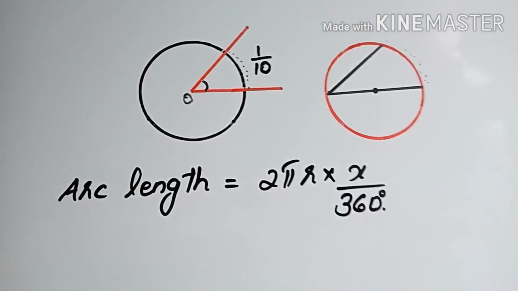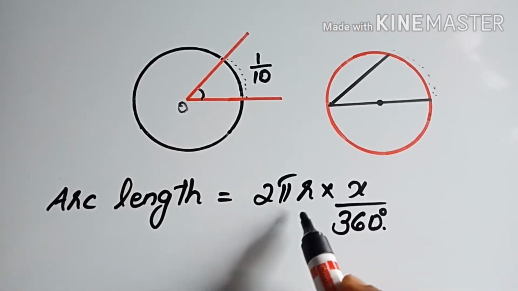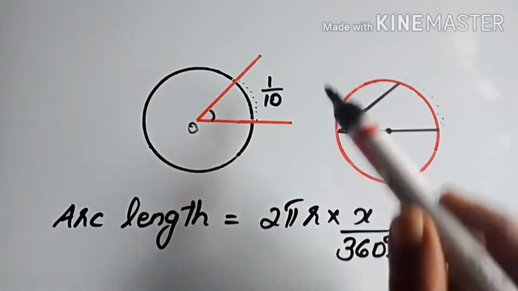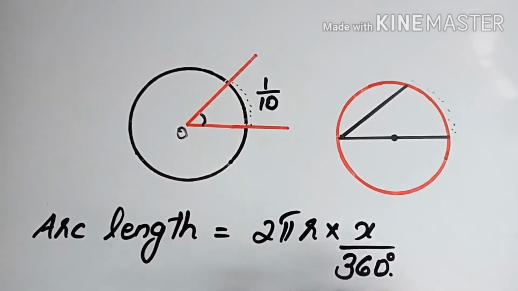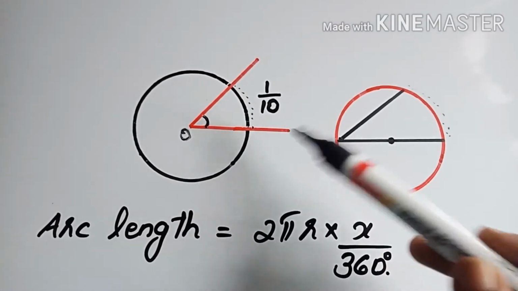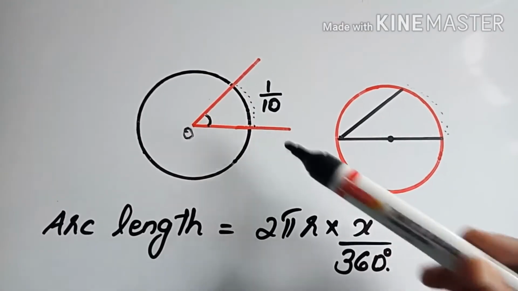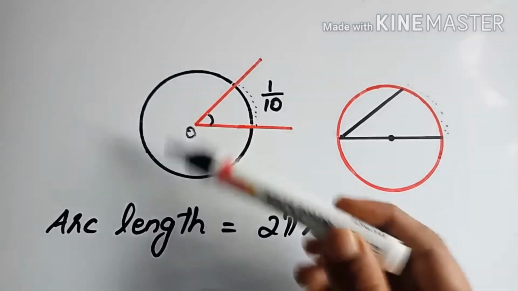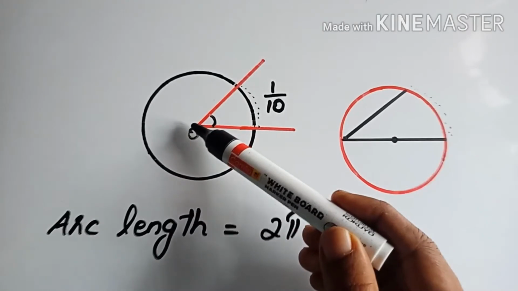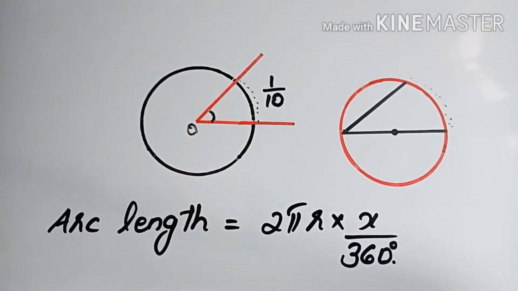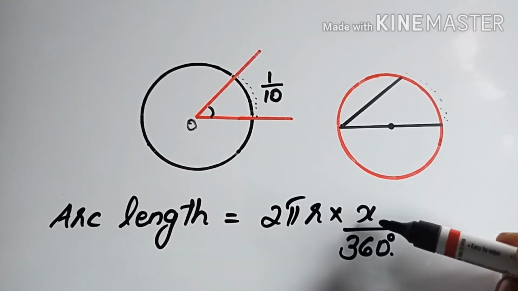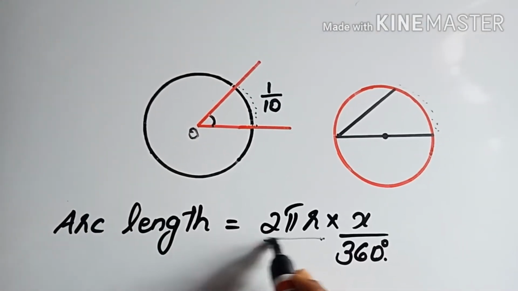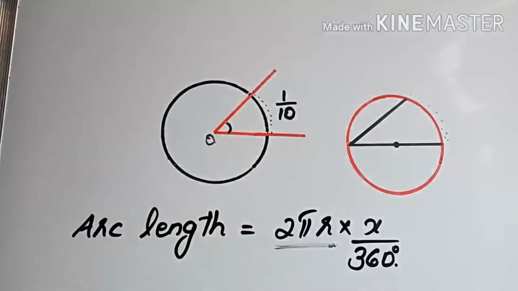But here 2 pi r is not needed because the radius is not given, and instead only a 1 by 10 portion of 2 pi r is given. It is not an exact measurement, only the portion is given. 360 degree is the total angle around a center point. Now here we need to find this central angle. So avoid this 2 pi r. Instead of 2 pi r, we can use this 1 by 10.